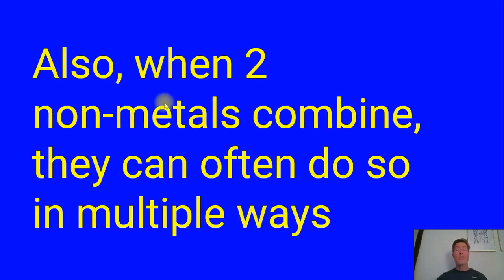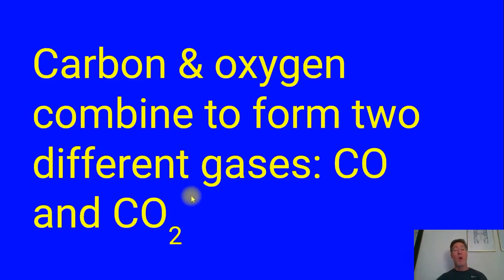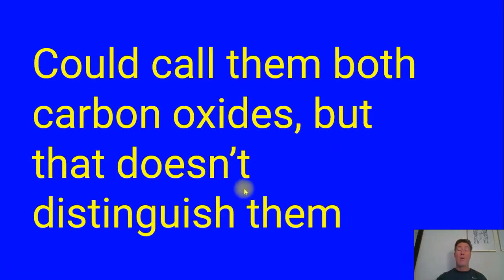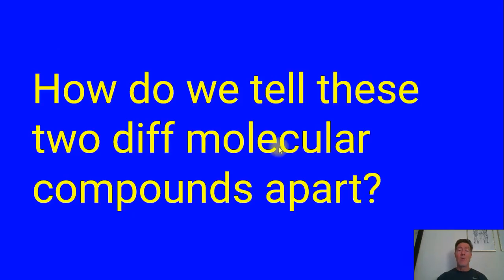Also, when two nonmetals combine, they often do so in multiple ways. For example, when carbon combines with oxygen, it can form two different kinds of gases: the poisonous, odorless gas, carbon monoxide, and the completely non-poisonous, somewhat helpful gas, carbon dioxide. How do we tell them apart? Well, we can't just call them both carbon oxides, which they are, but that doesn't tell me which one is dangerous and which one is not. So we have to have some other way to name them to tell them apart.